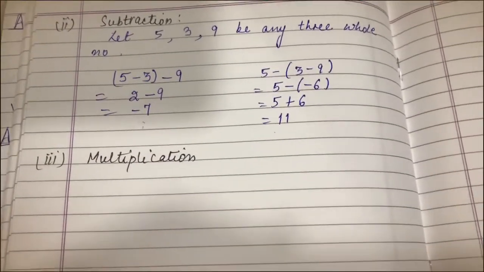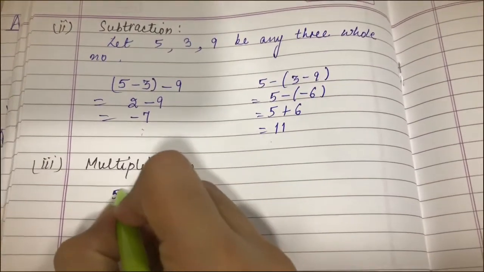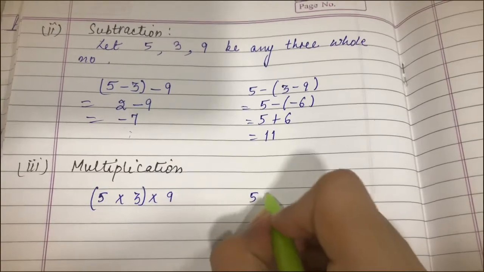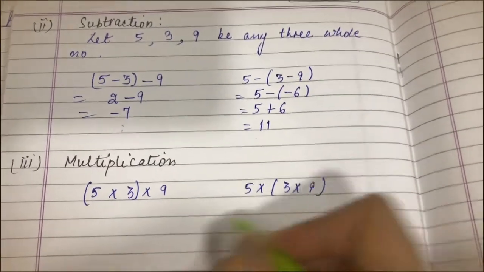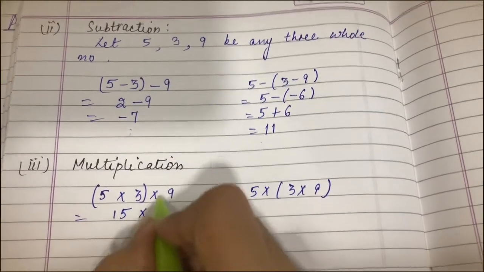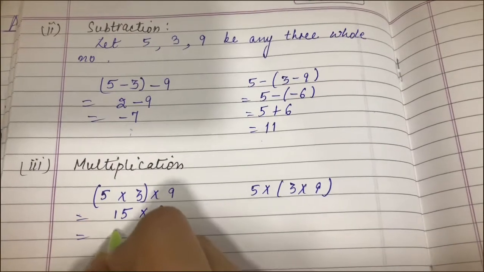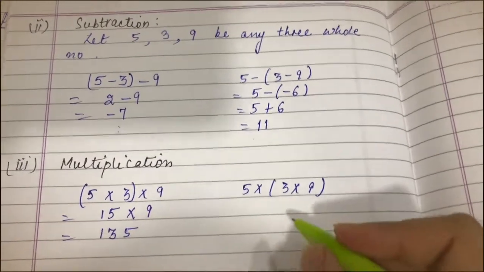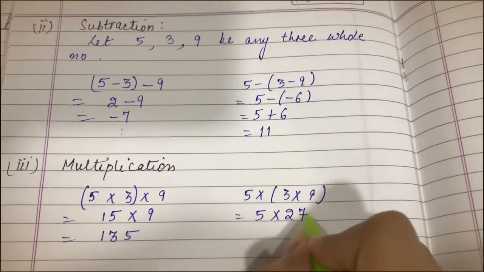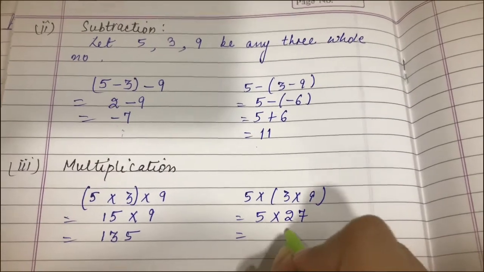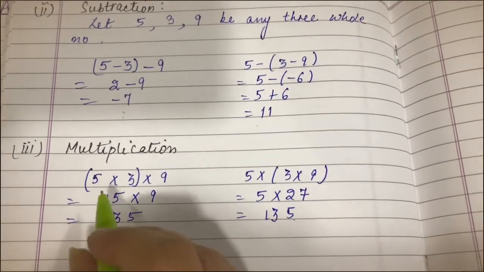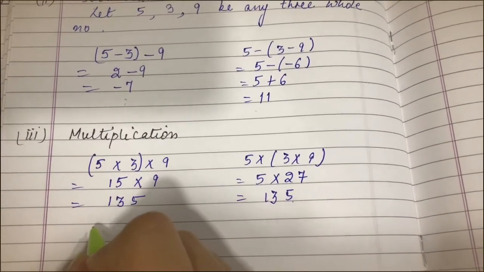And let's take these 3 numbers only, 5, 3 and 9. For multiplication, what should we do? We should make this as a pair and we should try with another pair. And we need to check whether we will get the same answer or not. 5 3s are 15, into 9 as it is. 15 into 9 is 135. Here 3 9s are 27 and 5 into 27 is 135 again. Can you see you are getting the same answer? Hence associative property is true for multiplication for whole numbers.